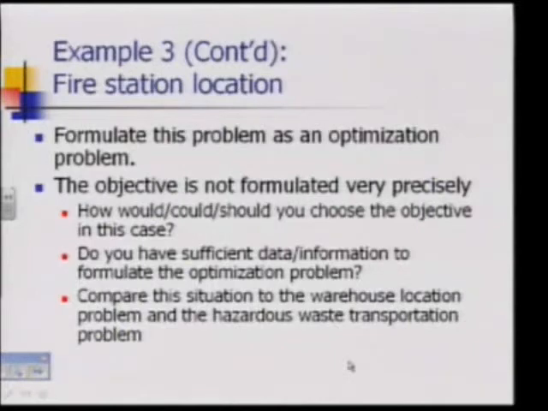In many cases, I would say you, as an engineer, always face the problem: do we have sufficient data to formulate the optimization problem? Right? And sometimes you have to compare your own problem to, for instance, this warehouse problem or waste transportation problem. What's the difference? Usually for the waste transportation problem, you know the cost is proportional to the unit production, and then you have some way to build up your objective function.